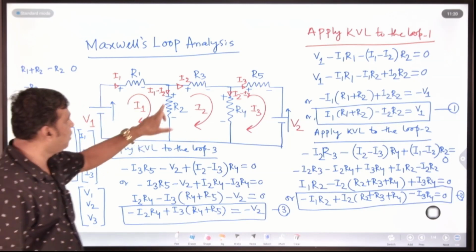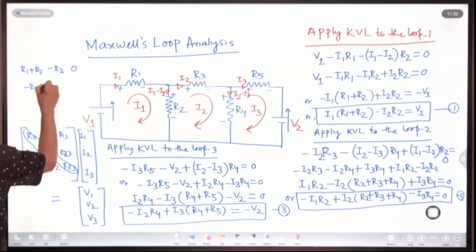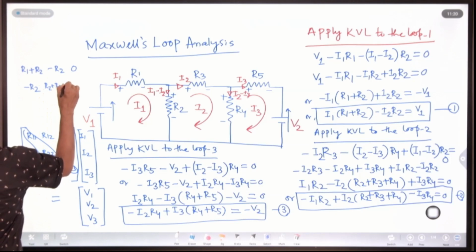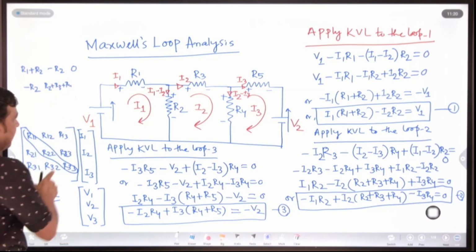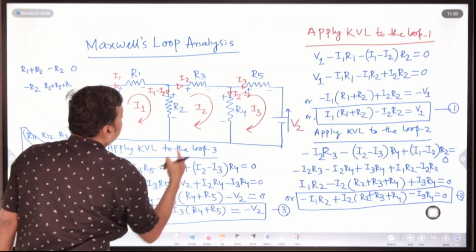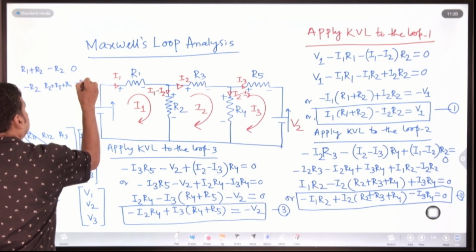R22, already I told you, sum of the resistance formed by the loop 2. R2 plus R3 plus R4. And then R23, 2, 3. There is a resistance R4. Put the minus sign. That will be minus R4.